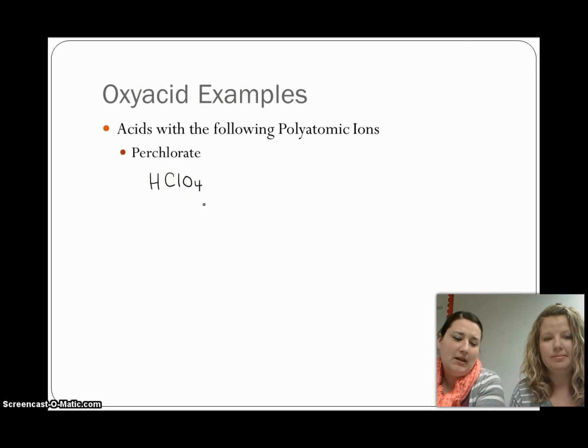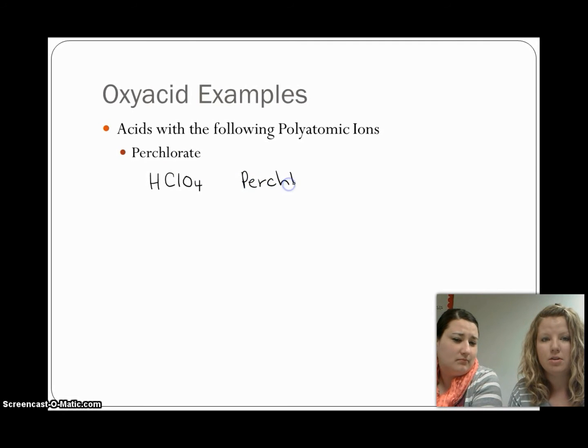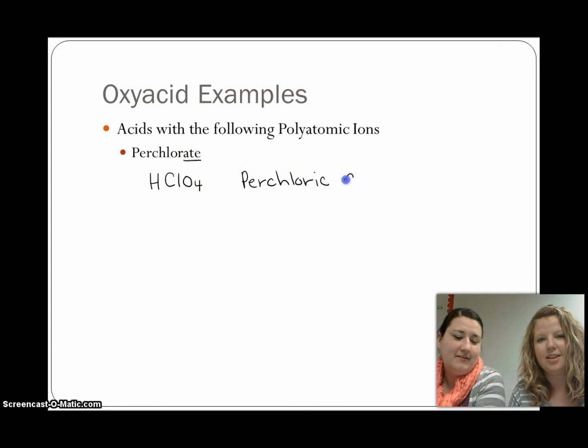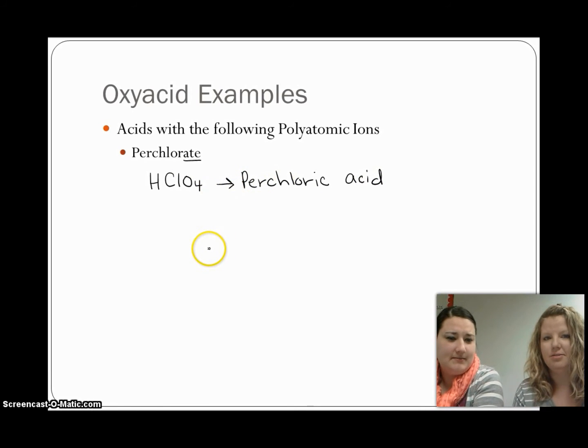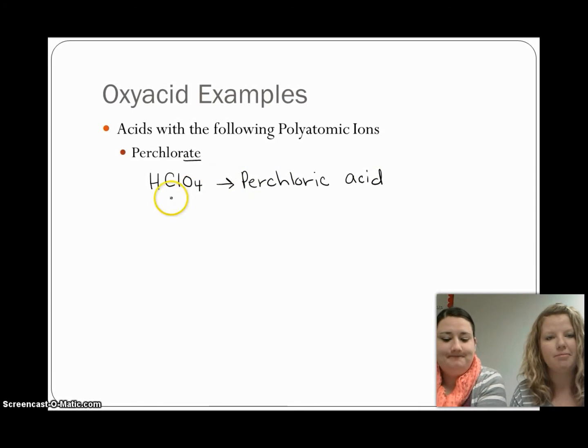So how would we name that acid then? Well, if we were going backwards, we'd see there's a polyatomic ion, so we wouldn't put hydro in front. It's going to be perchlor, and then since it ends in ate, it's ic acid. So this is perchloric acid. Good. Okay, let's do the next one.